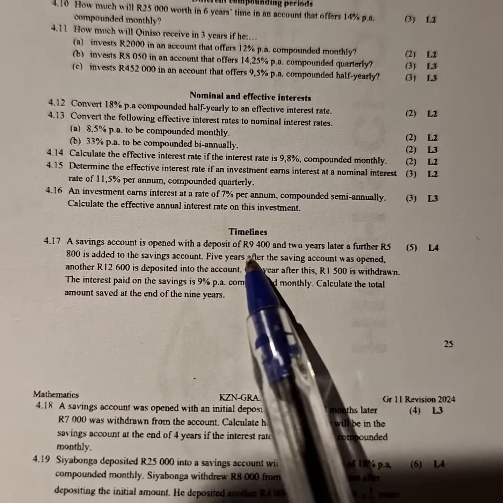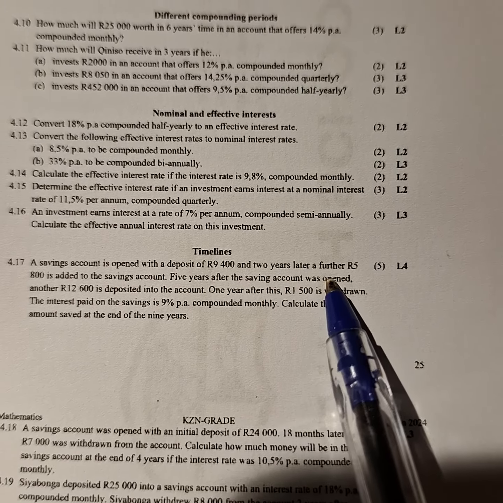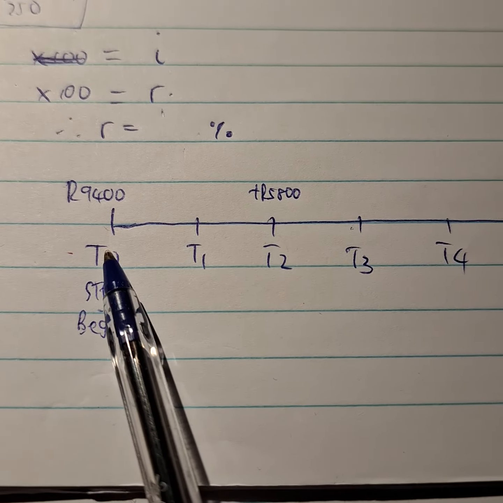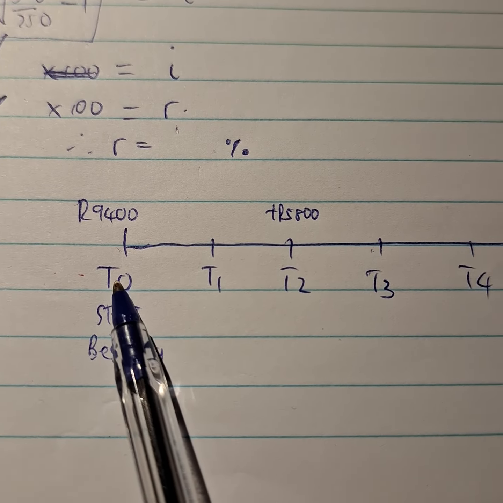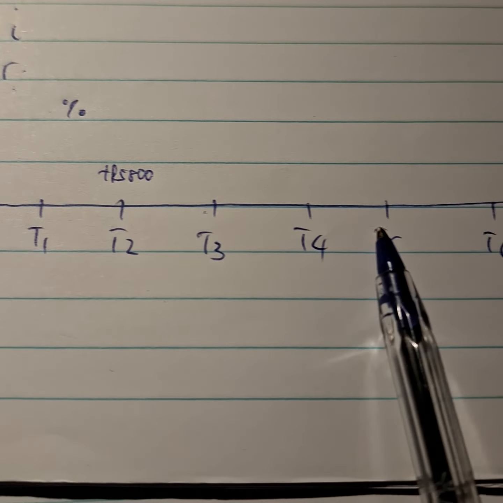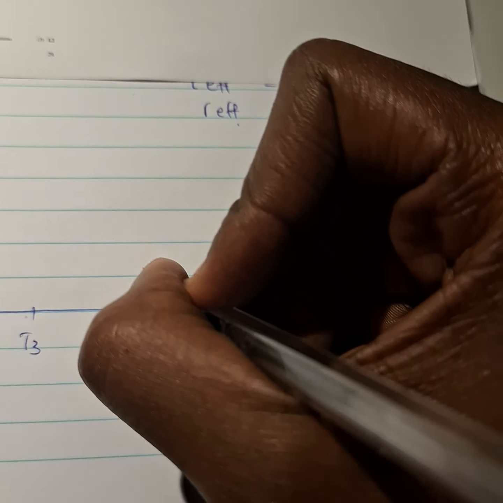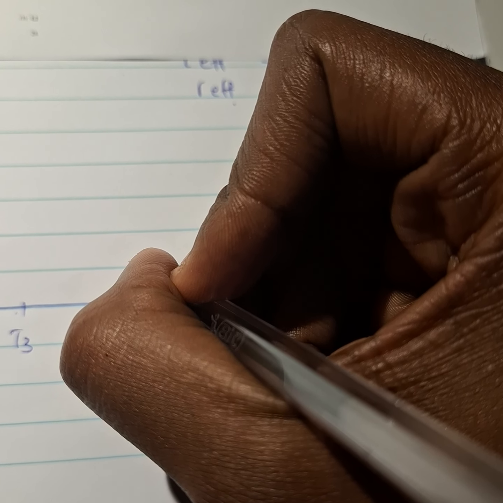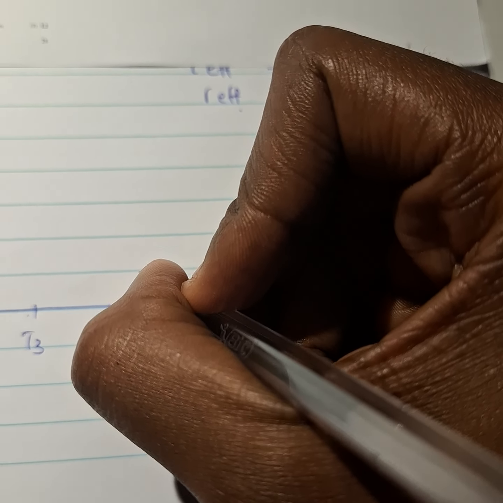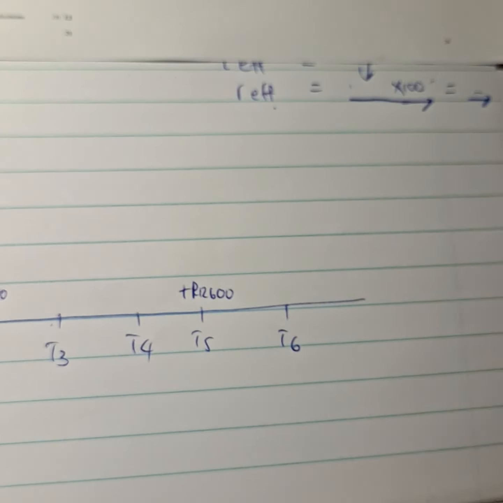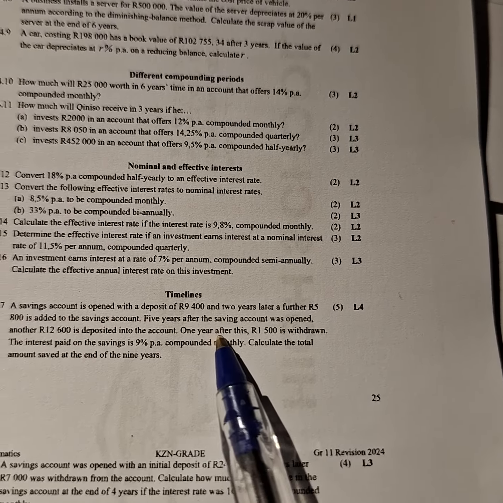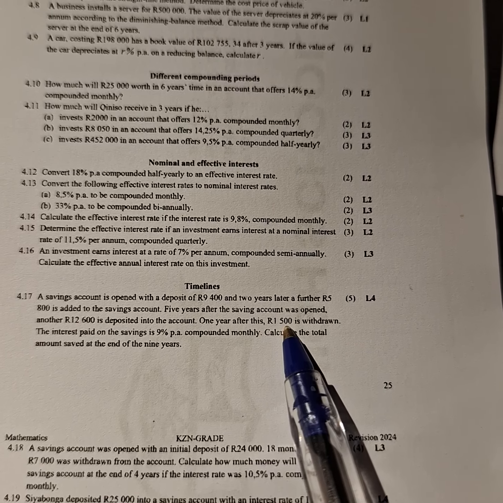Then 5 years after the savings account was opened, another 12,600 is deposited. 5 years later from when we began, that's 1, 2, 3, 4, 5. So that means I'm going to add an additional 12,600. Make sense? Then continuing on, it says 1 year after this, 1,500 is withdrawn.